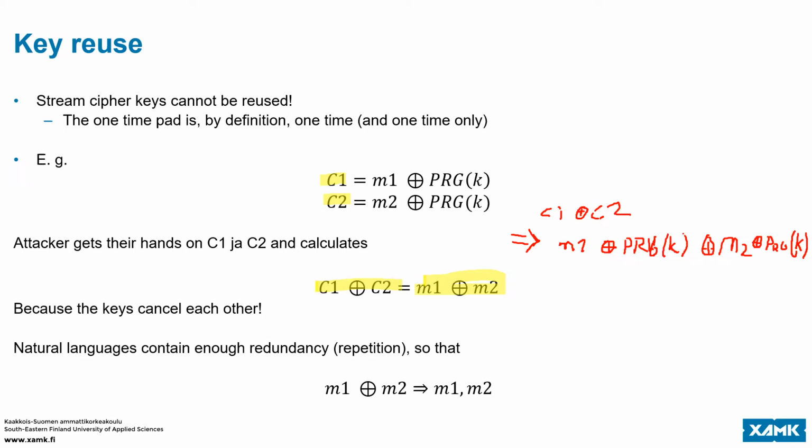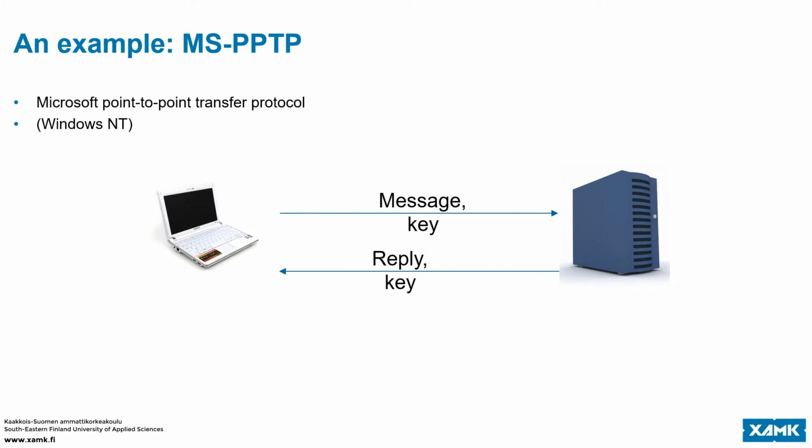What is worse is that natural languages naturally contain enough redundancy so that, given M1 XORed with M2, you will be able to find the original messages M1 and M2 as well. And we know that key reuse is a potential danger when it comes to real-life protocols, because real-life protocols that were vulnerable to key reuse have actually existed.